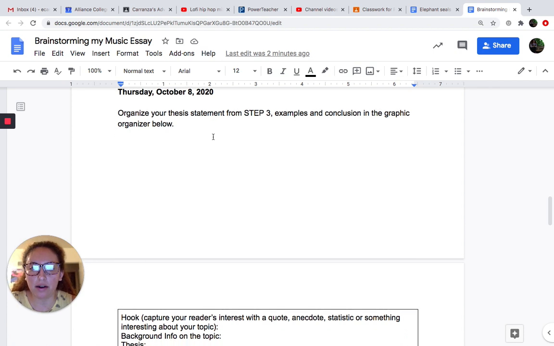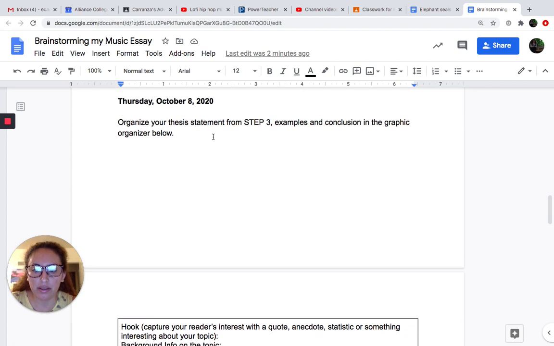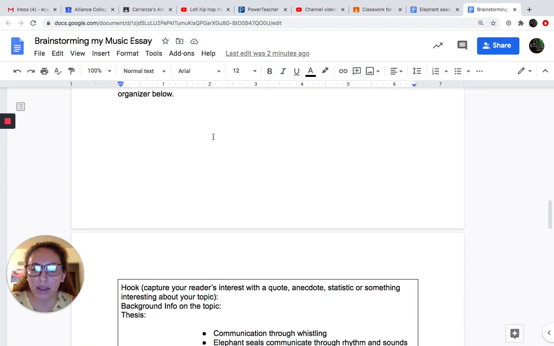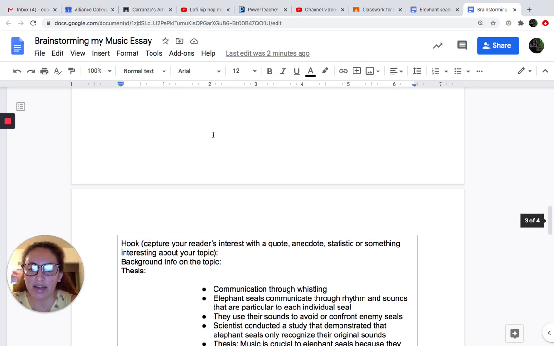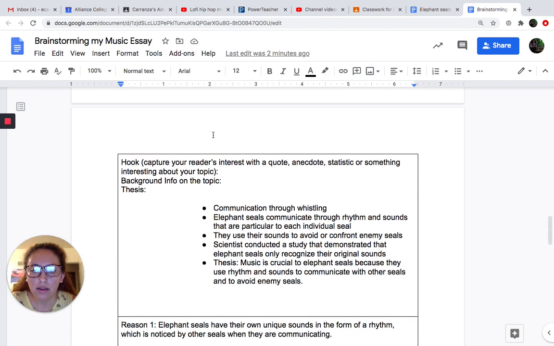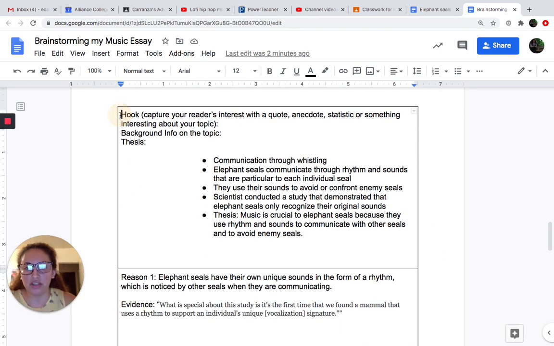And we are going to get started with our paragraph organization and outlines. Starting with our introduction. So let me write this down. Introduction paragraph.